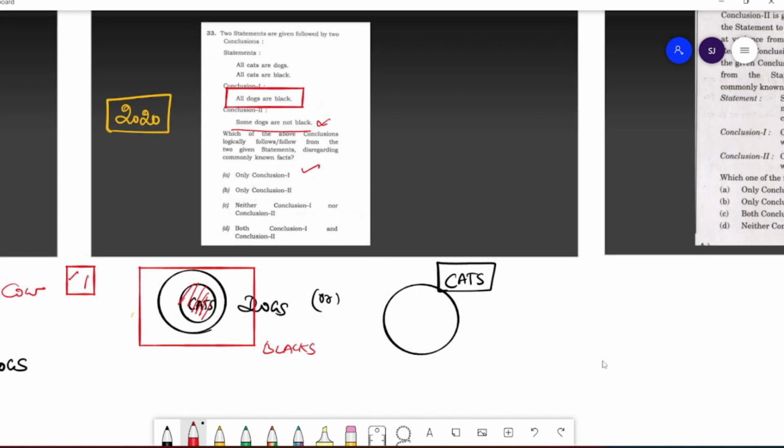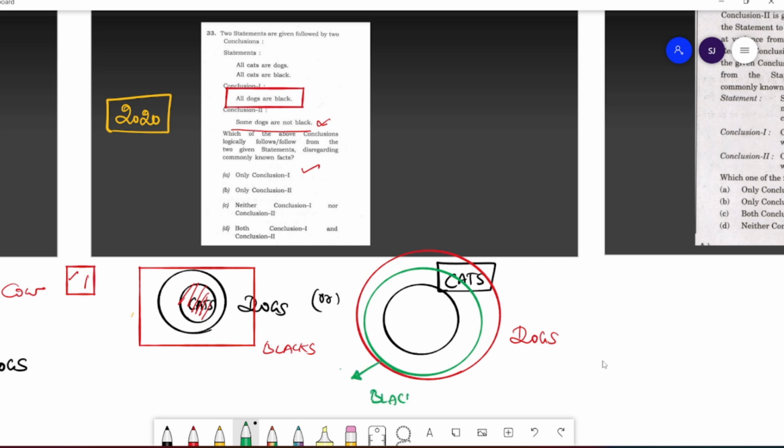all cats are dogs. So like this you can represent, and then all cats are black. So if you think about it, it can be represented this way. So when you represent all cats are black this way, now you check the statement.